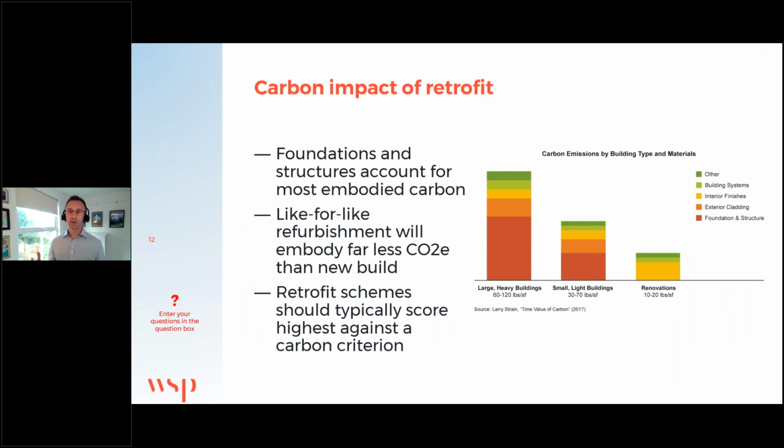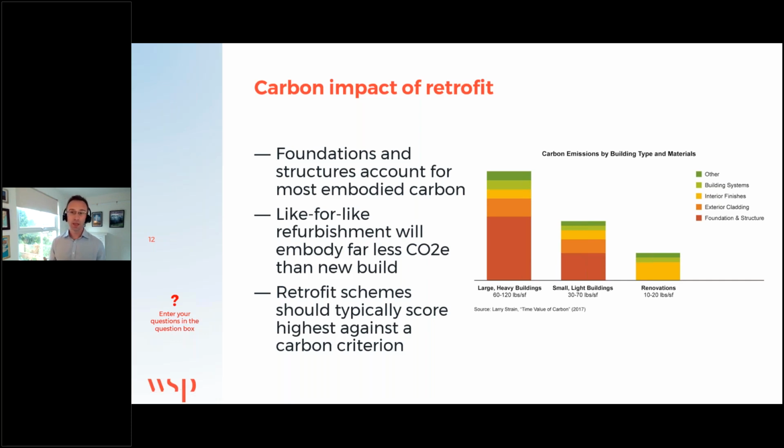Foundations and structures account for most of the embodied carbon in projects. And so we have some research here on the right, which is talking about those potential carbon equivalent emissions, depending on the types of projects you undertake. And just in relative terms, you can see there that large, heavy buildings, those where you've got significant structure and substructure, are the ones that have by far the greatest embodied carbon. Small light buildings, better, but by far the best is renovations.